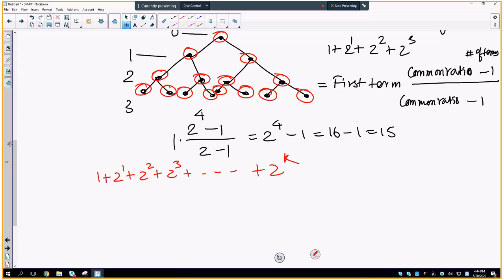The initial term, the first term, is still 1, times the common ratio, which is still 2. How many terms do I have? Well, starting at 2 to the power 1 up to 2 to the power k, you have k many terms. Then you have the 1, so you have k plus 1 many terms, minus 1, over the common ratio, which is still 2, minus 1. And that is 2 to the power k plus 1 minus 1, exactly what we wanted to see. So the total number of vertices in a tree that has 2 to the power k many vertices at the kth level is 2 to the power k plus 1 minus 1. And this is a very nice counting formula that we have found for a full binary tree.